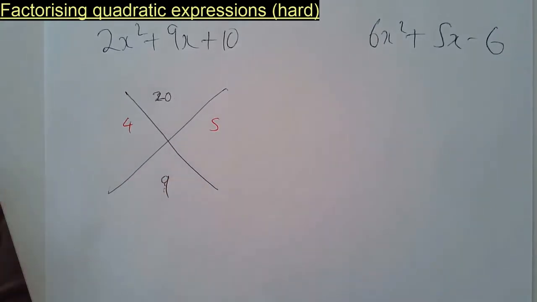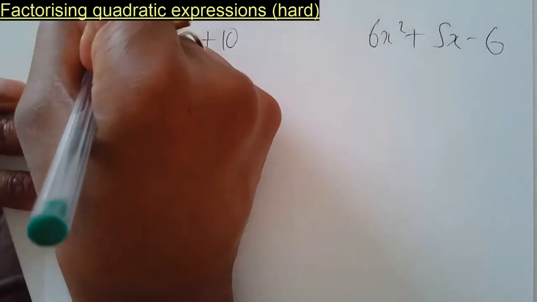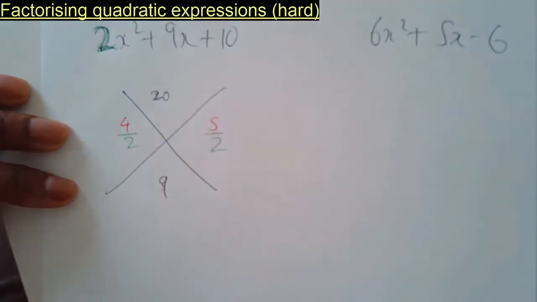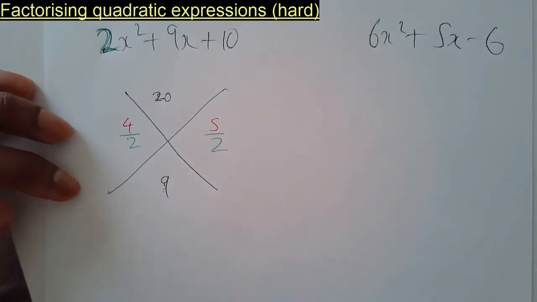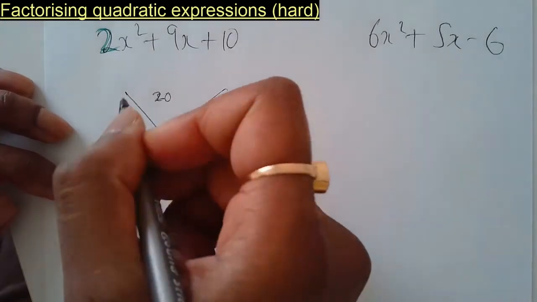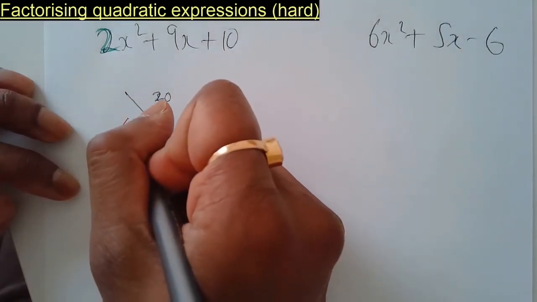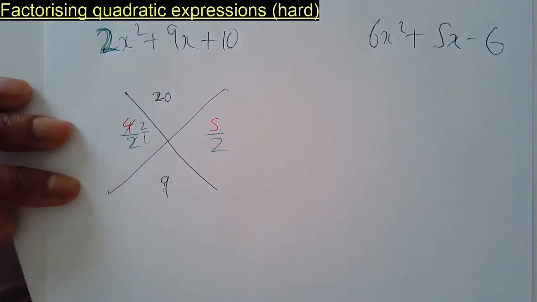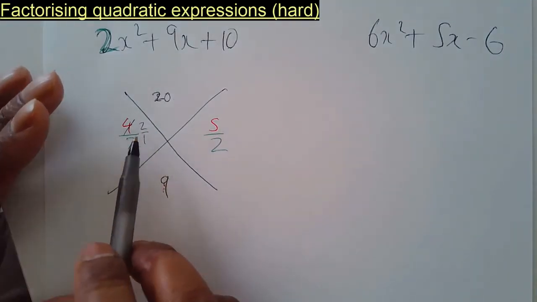So now what we do, see this 2 that was giving us a problem? Put that down here and over here. Now simplify where you can. 4 over 2 can be simplified as 2 over 1. And that one can't be simplified. So remember to simplify wherever you can.